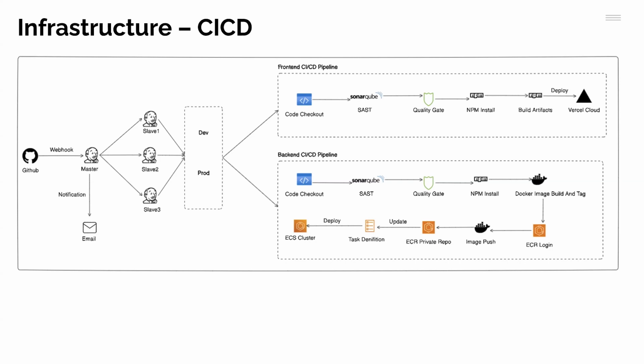When a specific branch of the GitHub repo is updated, Jenkins receives a webhook notification and triggers the pipeline. It performs tasks such as building, testing, and deploying the code. For the front end, we deploy to Vercel, and for the back end, it will build a new Docker image, push it into ECR, and then automatically use the latest image to build a new container and deploy it to the ECS cluster. Next page, please.